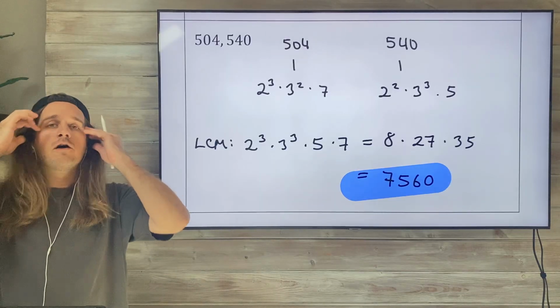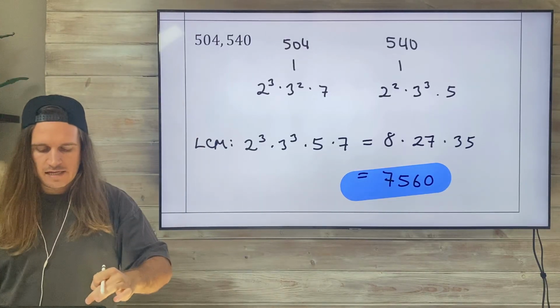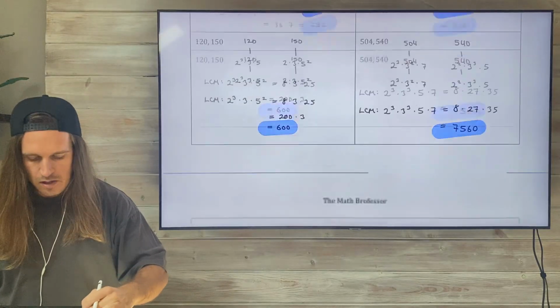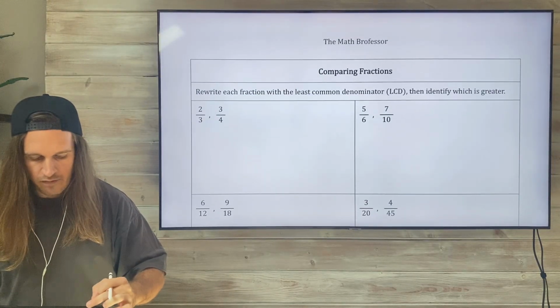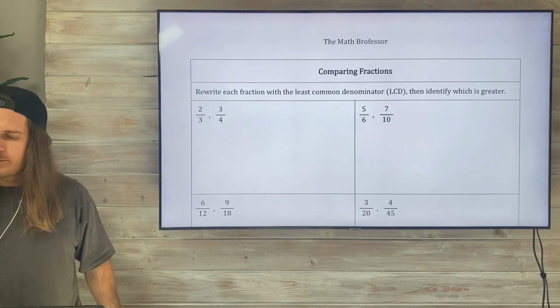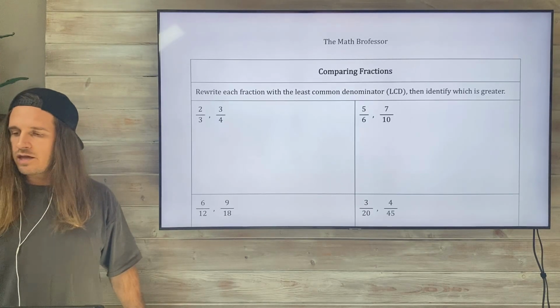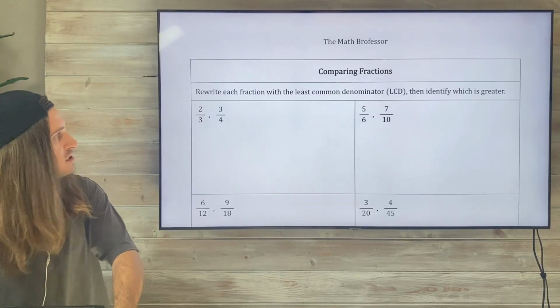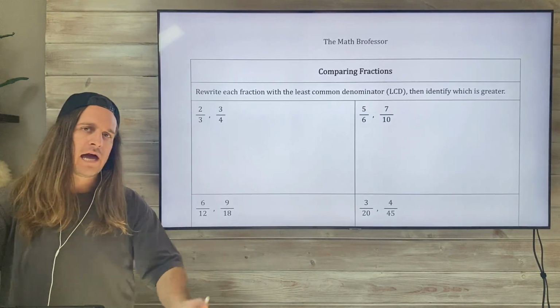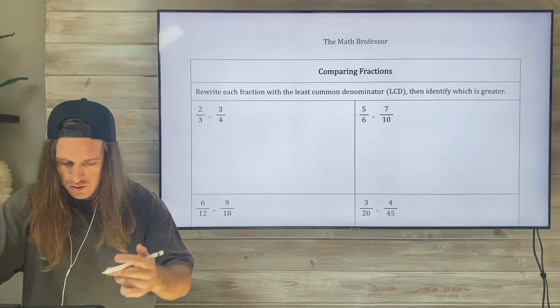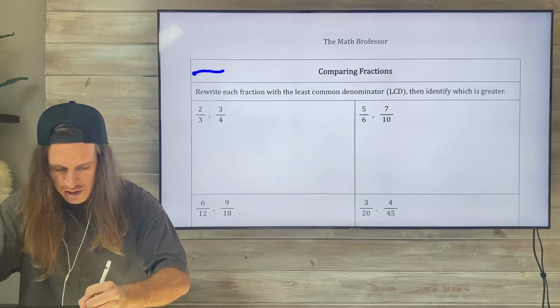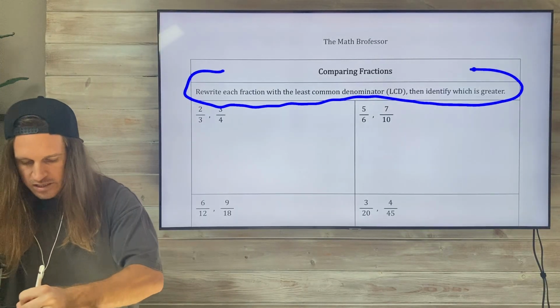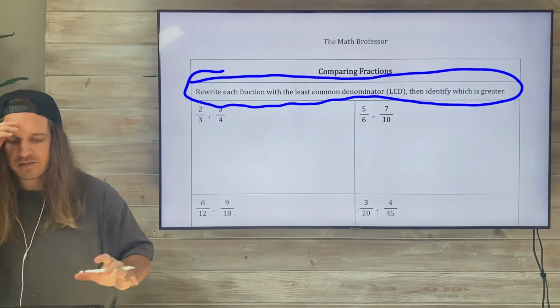All right, now for the culmination, the point of this lesson: we are going to compare fractions. So again, we are going to do every step required to add and subtract fractions, but we're just not going to add or subtract them. We're going to compare them. Which one is bigger, right? So here we go. Here are the instructions. Rewrite each fraction with the least common denominator, then identify which is greater.